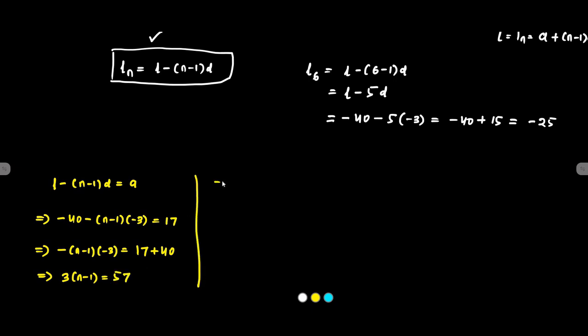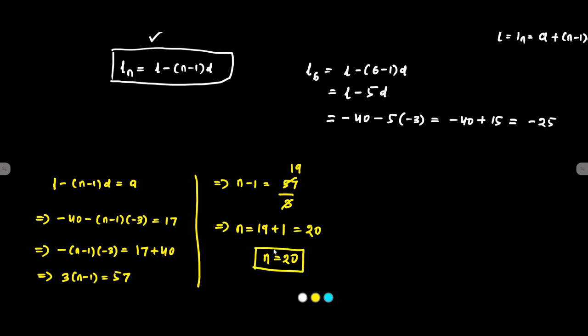That implies n minus 1 is equal to 57 by 3. 57 by 3, which means it is equal to how much? 19. Okay, 57 by 3 is equal to 19. That implies n is equal to 19 plus 1, which is equal to 20. N is equal to 20. That is the total number of terms is equal to 20.